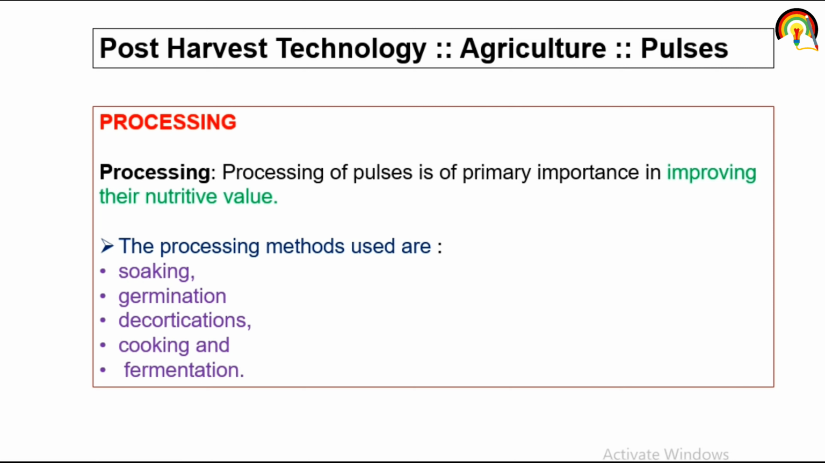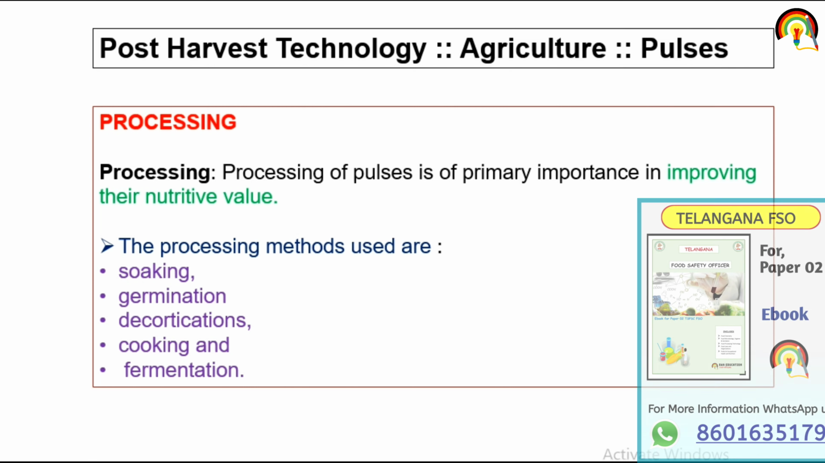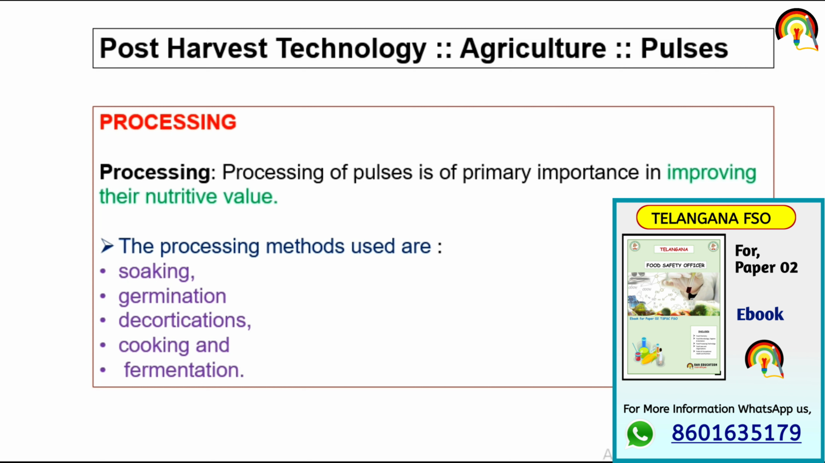Pulse processing method. What is processing? Processing of pulses is of primary importance in improving their nutritive value. So processing is done to enhance the nutritive value of the pulses. This is the primary focus of the processing method. The processing methods used for pulses are soaking, germination, decortication, cooking and fermentation. We will discuss all these methods one by one. So let's start.